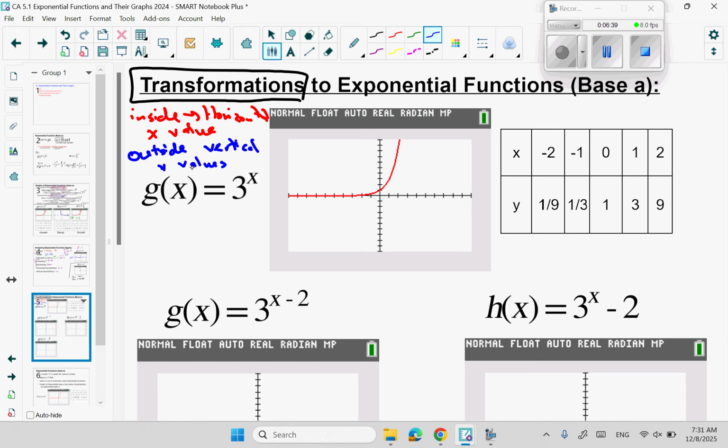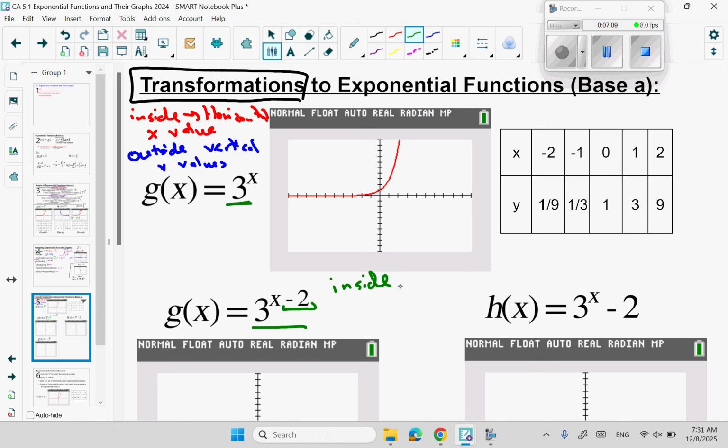And I say that inside versus outside back when we talk about transformations. Here in the context of this, because these are exponential functions, inside I just mean inside the exponent. Outside, outside the exponent. So this is our base function right here, 3 to the power of x. Well, if I were to compare that to 3 to the power of x minus 2, I see I have this minus 2 inside the exponent.